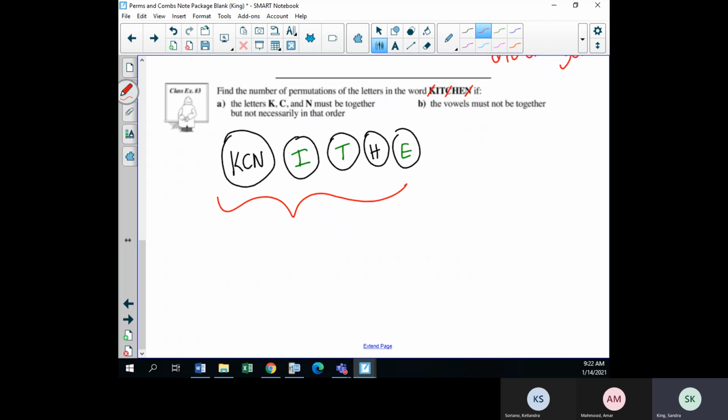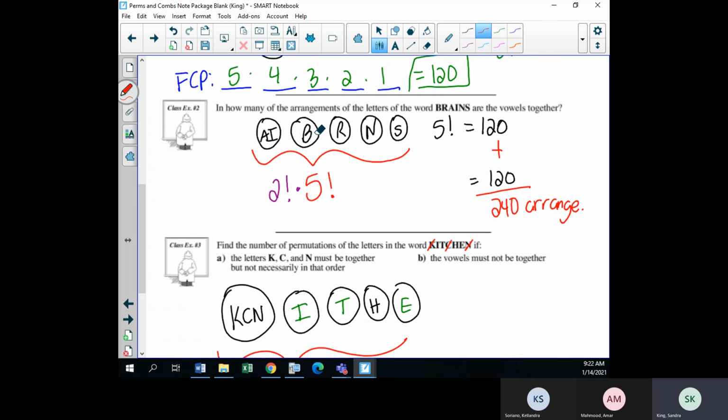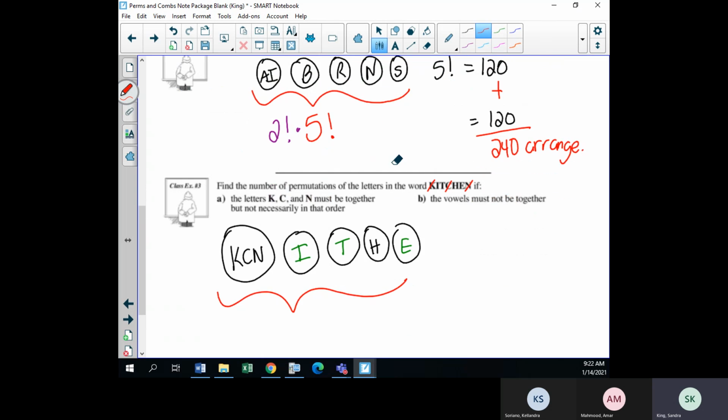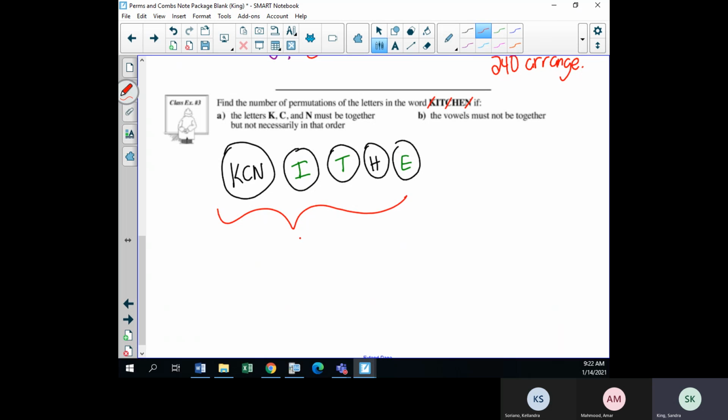How many discs total? There's 5. 1, 2, 3, 4, 5. Just like up here. You do the total number of discs, which is 5 factorial. You would stop here. That would be my answer if they said in the order KCN, since there's no other arrangement. But they said not necessarily in that order. That means this could be in any order.